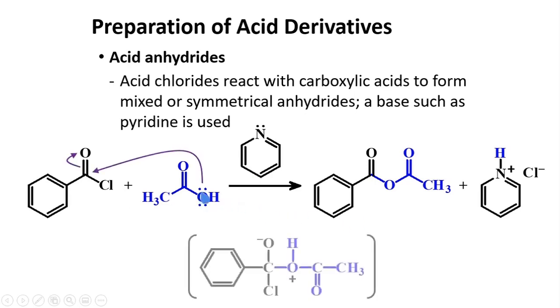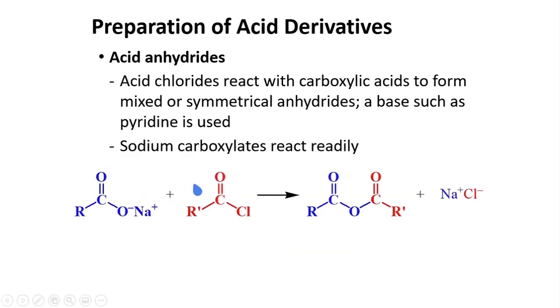Here, your oxygen will attack the carbonyl, and you will get a tetrahedral intermediate. The base, which is pyridine, can take this proton. This positive charge will disappear, the double bond will be reformed, and you will get a chloride ion, which will partner up with your cation formed from pyridine.